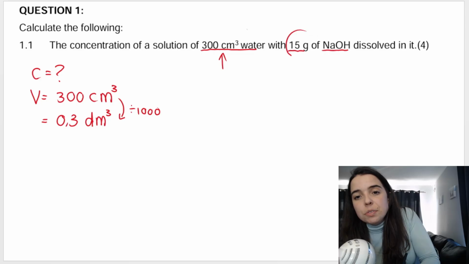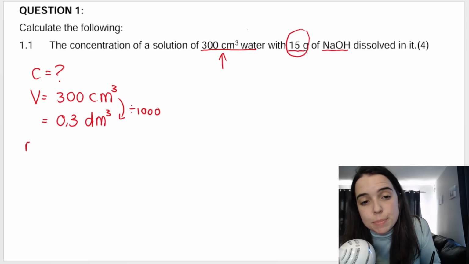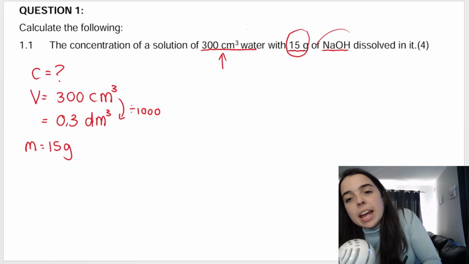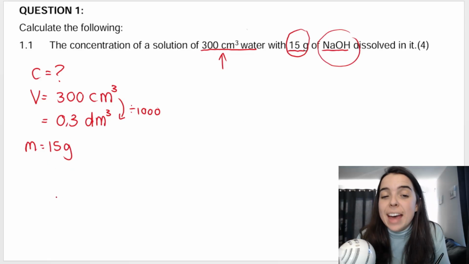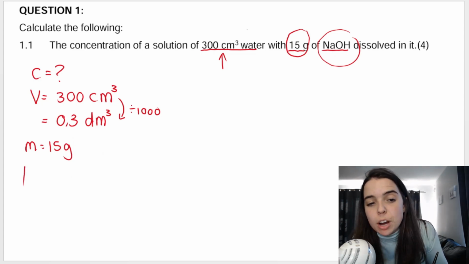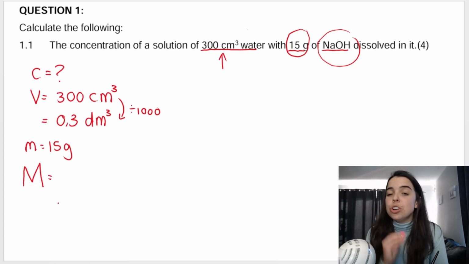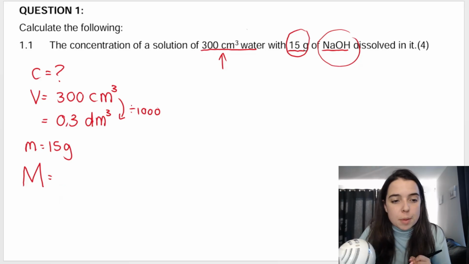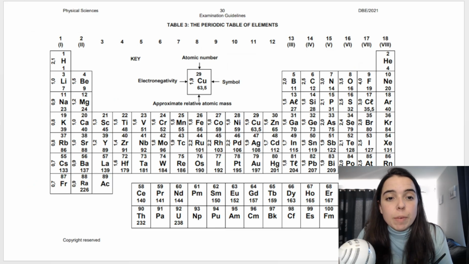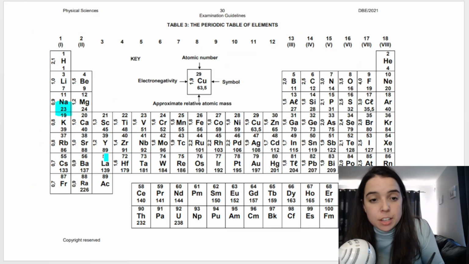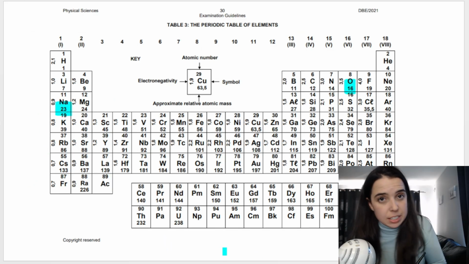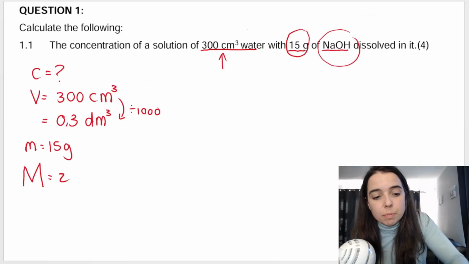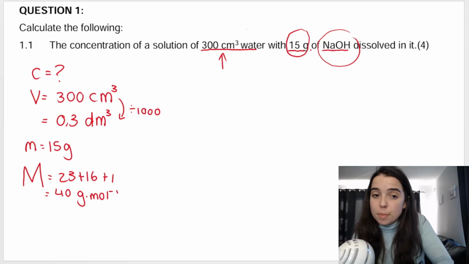And then this 15 grams is my mass. It's baby m, mass, 15 grams. And they give me this compound, NaOH. That NaOH I can use to work out my molar mass. As soon as you know your compound, you can work out molar mass. Remember, that comes from the periodic table. So it'll be Na and O and H. Na is 23, oxygen is 16, and H is 1. We add those three together and we get our molar mass of sodium hydroxide.